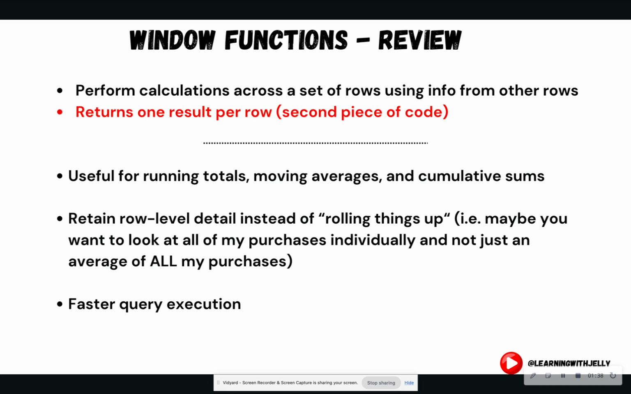So this is very useful for things like running totals, and we utilized running totals in part one, moving averages, and cumulative sums, especially moving averages when you're trying to forecast, like stock prices or price prediction. It retains the row level detail. So maybe you want to look at all of my purchases individually and not just an average of all of my purchases. And it also can help your queries run faster. So window functions are great when we want to keep all of the rows that we have in our table.